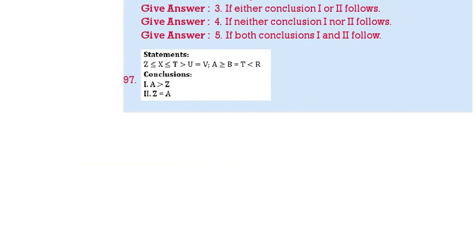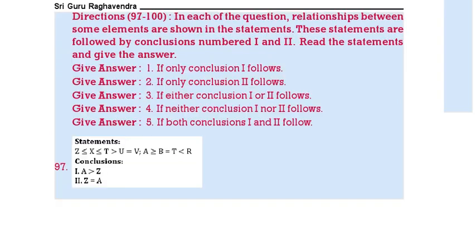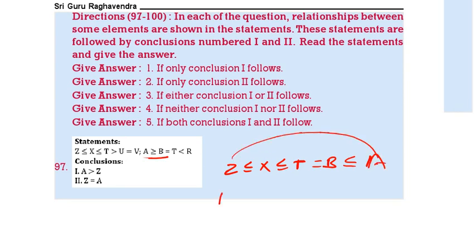Then 97. This is greater than, lesser than. Z less than or equal to X, X less than or equal to T, T is equal to U, T greater than U, U is equal to V, A greater than or equal to B, B is equal to T. Now A greater than Z. If you see here, Z less than or equal to X, X less than or equal to T, T is equal to B, and B less than or equal to A. Therefore, from Z to A less than follows. That means A greater than Z or A is equal to Z. That means either one or 2 follows.